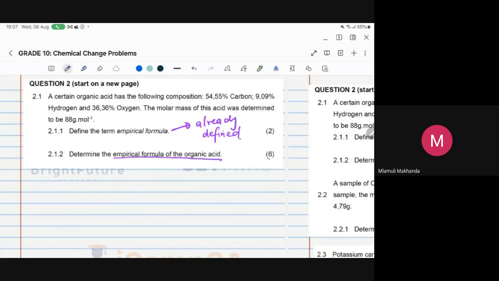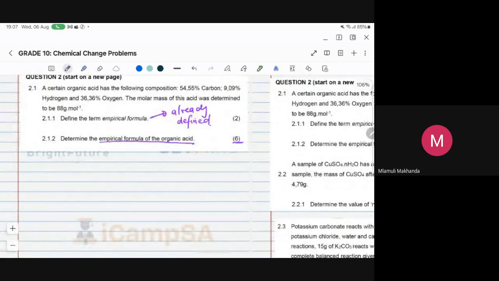Right. So 6 marks. Remember what we said. Always, you start here. You have carbon, 54.55%. You convert this to mass, 54.55 grams. Right? You have hydrogen. Typically, it's always the same elements, by the way. Typically you'll have CHO most of the time. So now 9.09%, you convert this to mass. You just write as is.